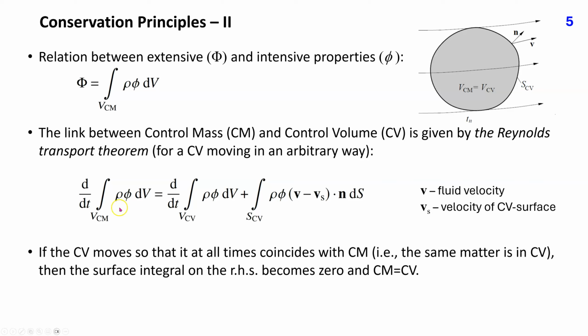On the left-hand side, the time derivative describes the rate of change within the control mass along its trajectory, while on the right-hand side, it describes the rate of change within the control volume along its trajectory, which can be arbitrary. Note that if the control volume moves so that it at all times coincides with control mass, that is, the same matter is within control volume all the time, then the surface integral on the right-hand side becomes zero, and the two time derivatives then have the same meaning.